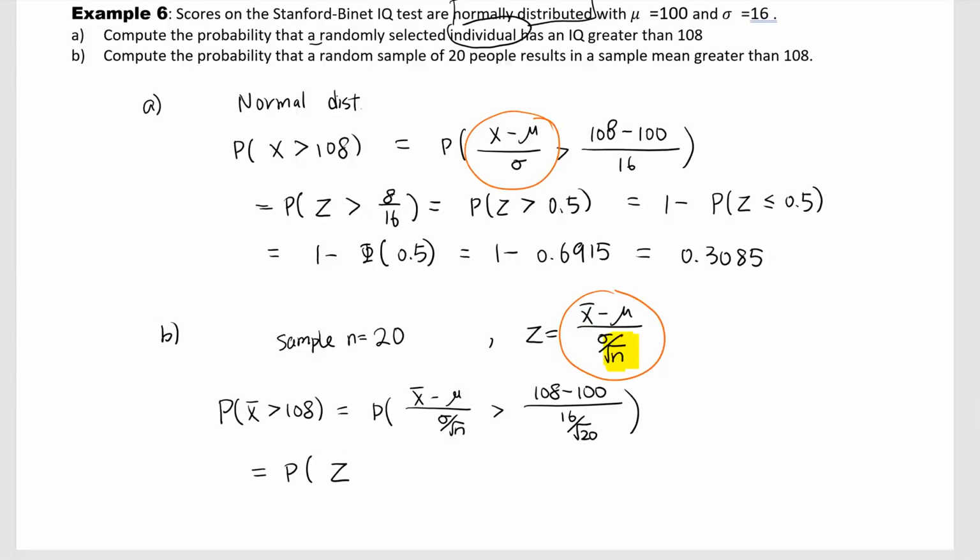So this is z. We get 8 over 16 times square root of 20. So I got 2.236, which is the same as 2.24. We keep 2 decimal places for the z values of the normal distribution. Well, we don't like greater than. Let's change to less than or equal.